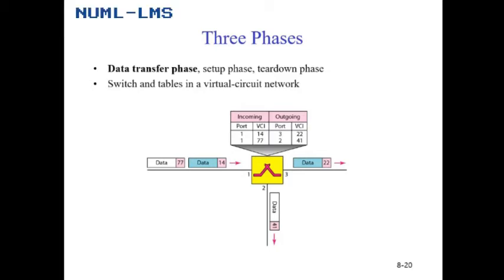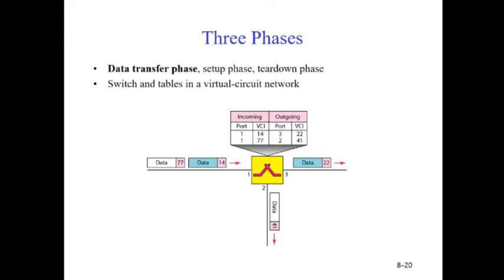In the setup phase, the source and destination use their global addresses to help switches make table entries for the connection. So if we want to make a transmission from here to Google using a virtual circuit network, we need to set up the path from Pakistan to Google. We'll send a frame, and that frame will pass through all the networks in between Pakistan and Google, and they will create a path, and all the packets later will follow the same route and reach Google.